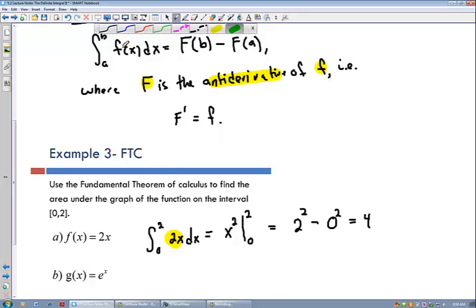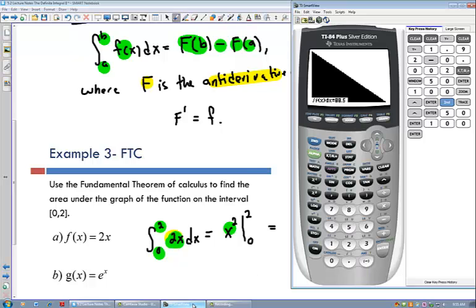So see how the parts line up. Here's my little f, here are my limits a and b, so here are my limits 0 and 2, and of course dx is dx. And then I have F of b. Now F is x squared, and F of b would be F of 2, which is 2 squared. Then there's a minus sign, and then F of a, where my a is 0, so F of a is just 0 squared. And so 2 squared minus 0 squared is 4, and that's my answer.